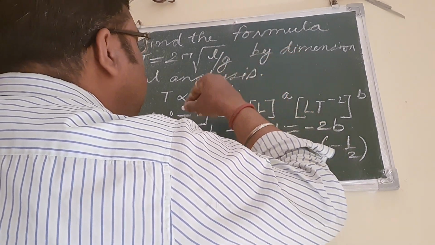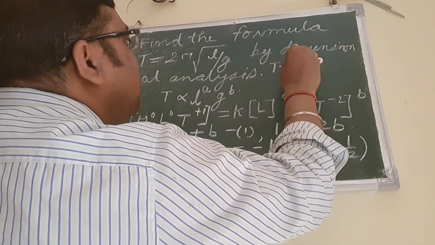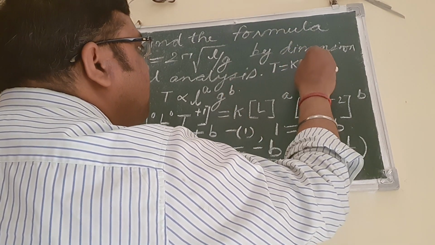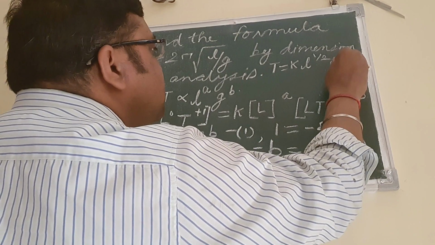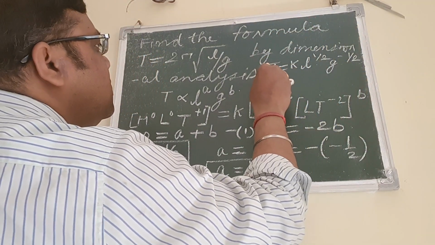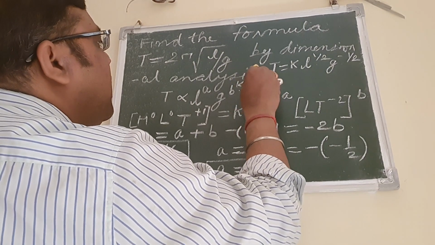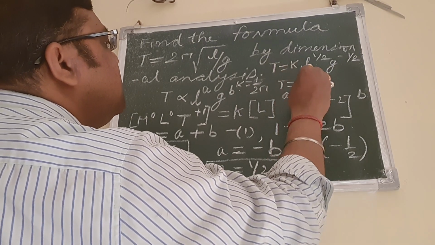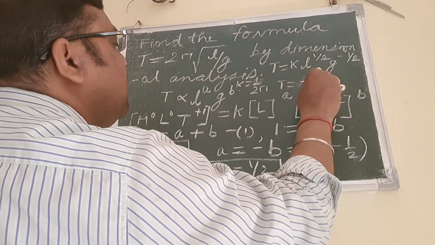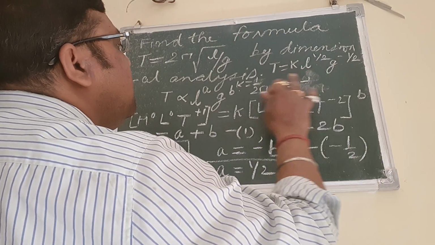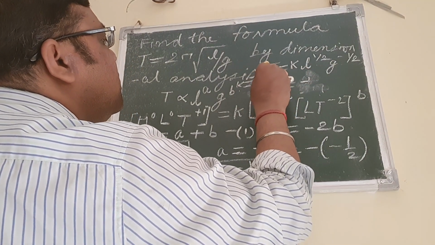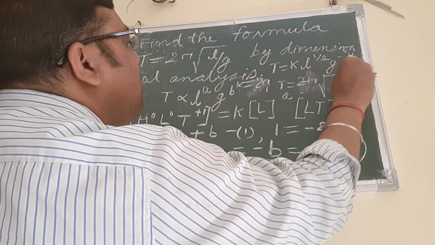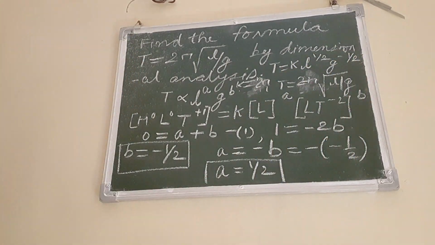So our formula, substituting this value, T is equal to K, and it will become L raised to power half, G raised to power minus half, and K is equal to 2 pi. So T becomes 2 pi root of L by G. So this is our equation. So I think you all might have understood this question.